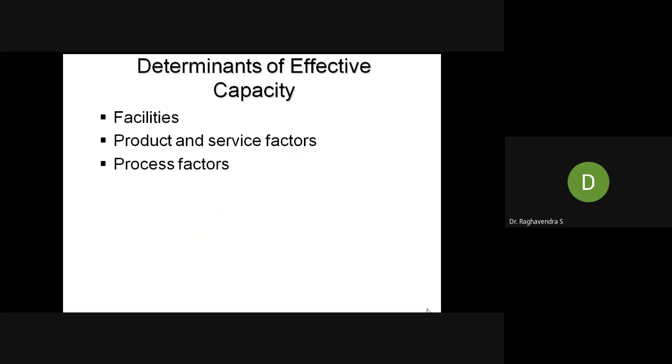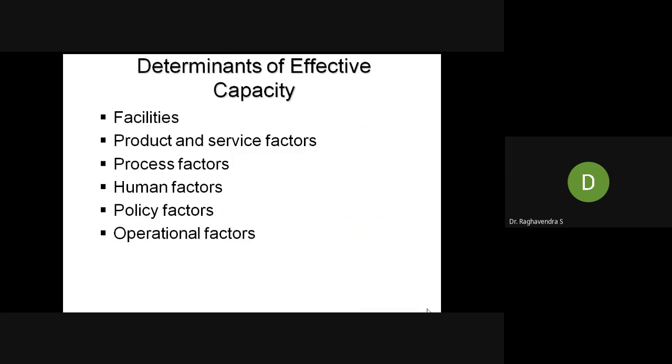So what are the determinants of effective capacity when you want to consider effective capacity planning? Okay, what are the determinants? Which are the things which are going to decide the effective capacity? Whenever a company speaks about being effective in capacity planning, what are the major key things which decide that capacity planning?